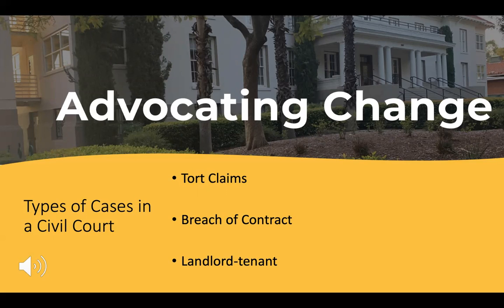Another is landlord-tenant. Civil courts handle disputes between landlords and tenants, such as cases where the landlord is trying to evict a tenant or the tenant has moved out and is suing the landlord for the return of their security deposit.